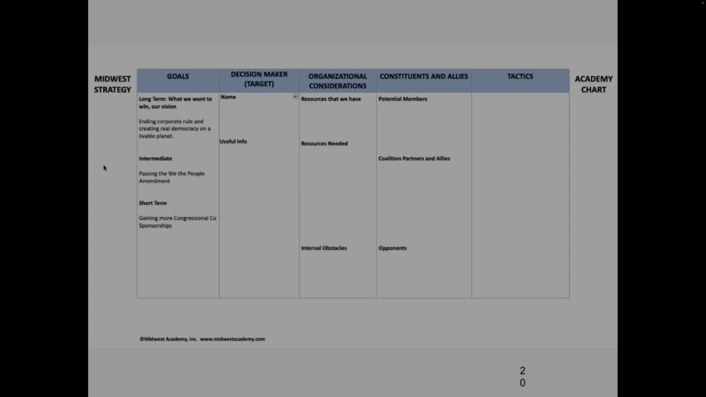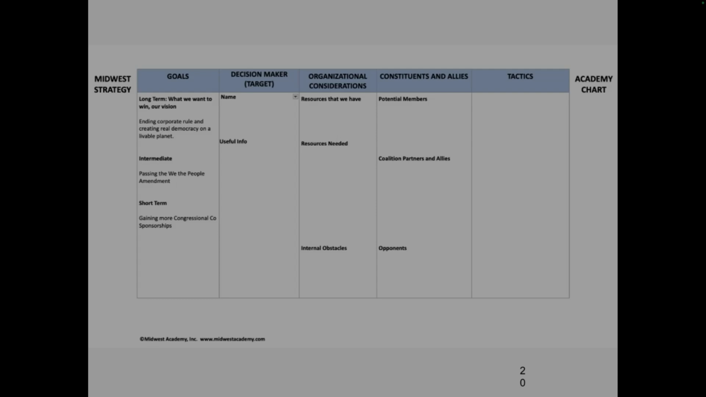So as you can see, we have goals on one side, and the long-term vision in this case is ending corporate rule and creating real democracy on a livable planet. So our intermediate goal is to pass the We the People Amendment, and our short-term goal is to gain more congressional co-sponsors. So here's where you guys come in, and we need to focus on who the decision maker is, who then becomes our target, and maybe that's not the right word, but that's how they have it here in the chart. We can call it just a decision maker that we want to influence.